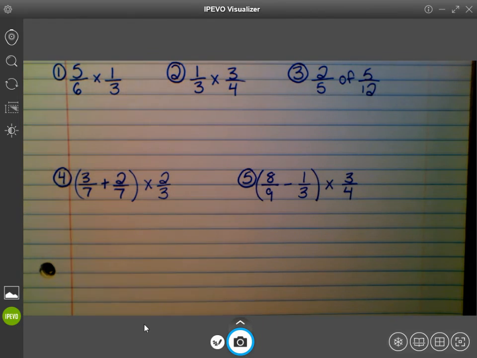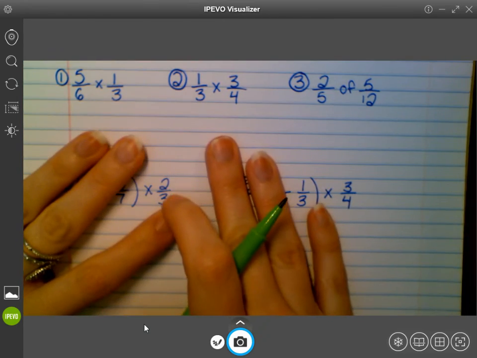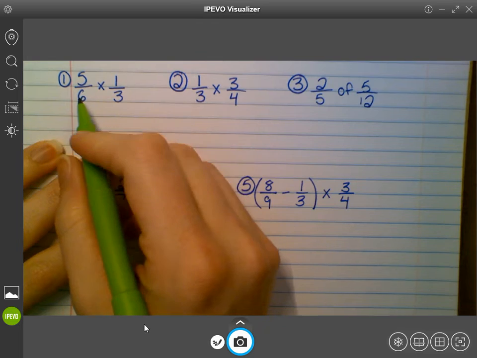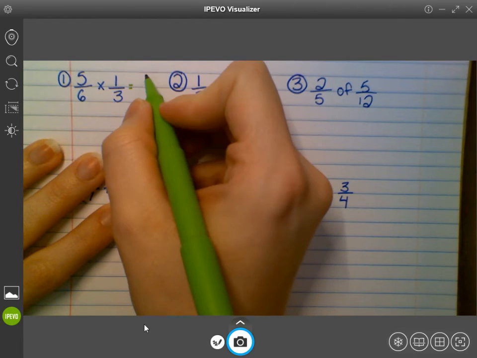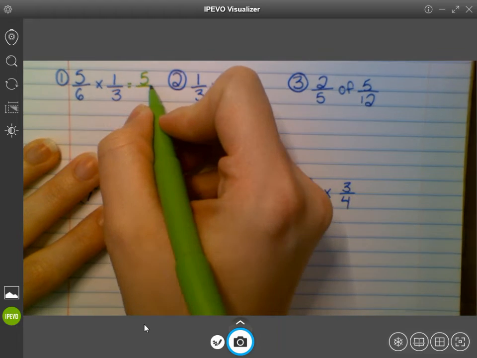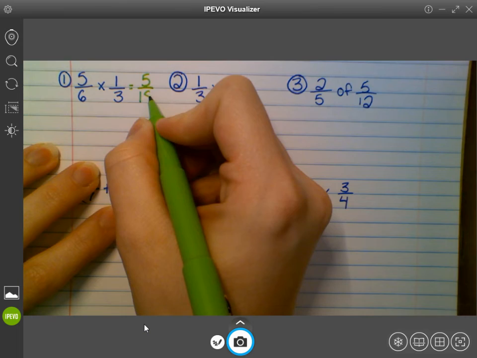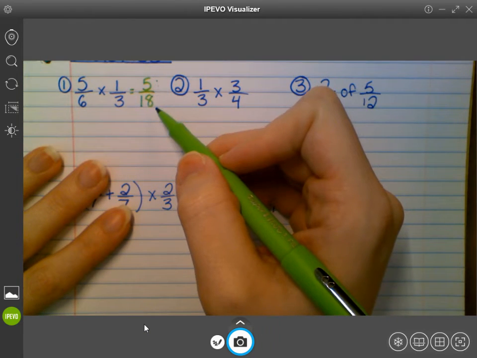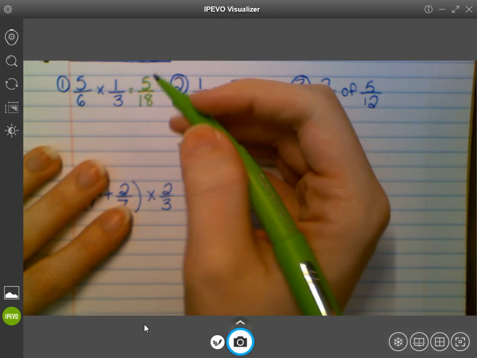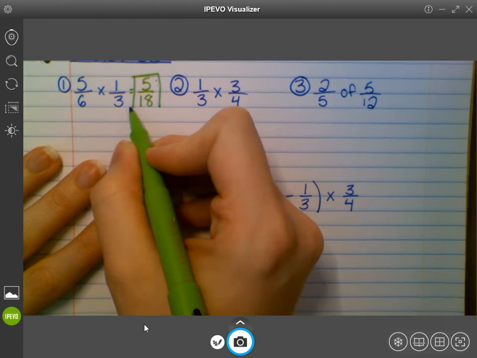Awesome. Okay. So, our first two are just our normal fraction times a fraction. If I am multiplying, 5 times 1 is 5. Then I multiply my denominator. 6 times 3 is 18. Then I ask, is there anything I can divide both 5 and 18 by? No. 5/18 is our final answer. Raise your hand if you got 5/18.